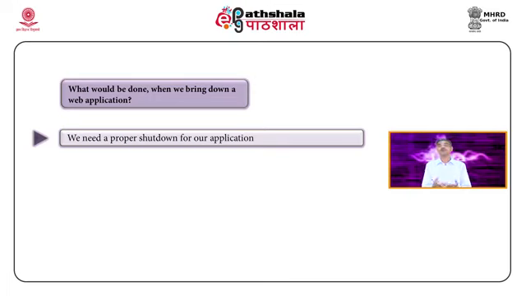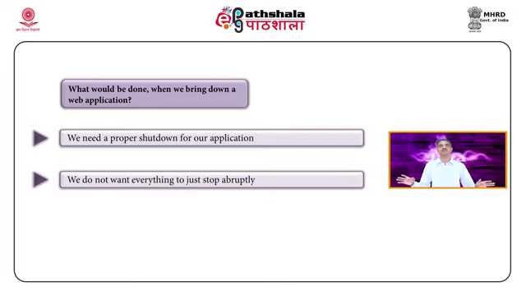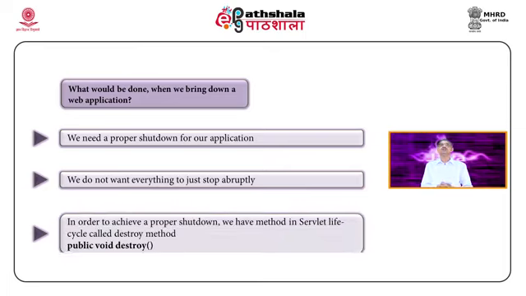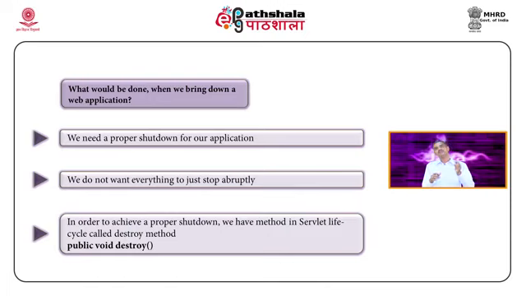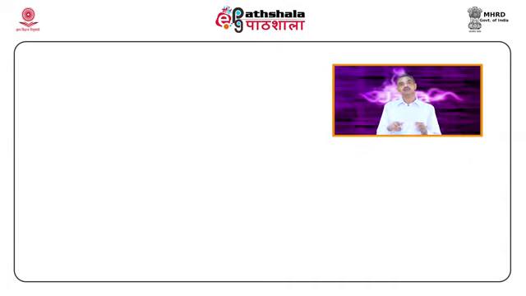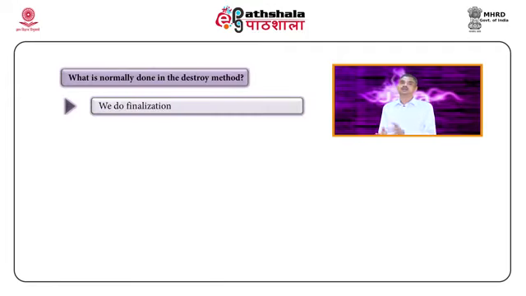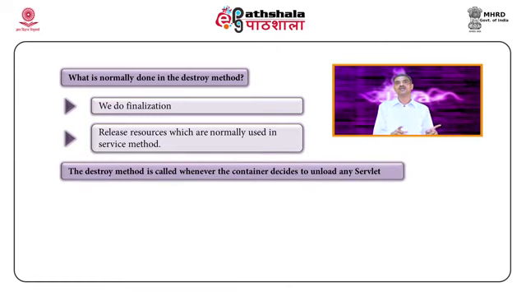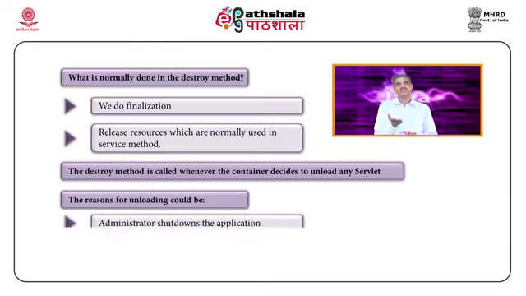When we talk of a proper shutdown, it is not just that everything abruptly stops. You have some database connections, you have taken some resources, and you may like to release them properly, doing a proper shutdown. In order to achieve this, we have the final lifecycle method of our servlet, called the destroy method. In this destroy method, what we normally do is the finalization. This destroy method is again called by the container whenever it decides that this servlet is to be unloaded. The reason for deciding to unload it could be the administrator deciding to shut down or bring down the application.